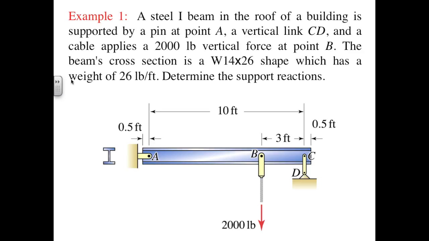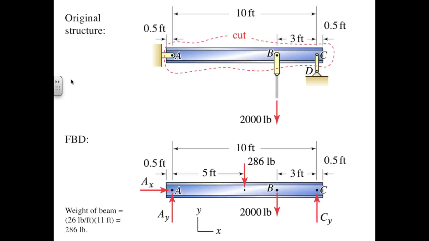On the right side, at D, we have another short link that is pin supported at both C and D. This does satisfy the conditions for a two-force member, so the reaction force at C has a line of action that goes through C and D and is thus purely vertical. Drawing the isolating surface along the cut lines shown here, we have the free body diagram shown below. Note that there is an additional half a foot of beam length on either side of A and B, so the total length of the beam is 11 feet, and the total weight of the beam is then 26 pounds per foot times 11 feet equals 286 pounds.